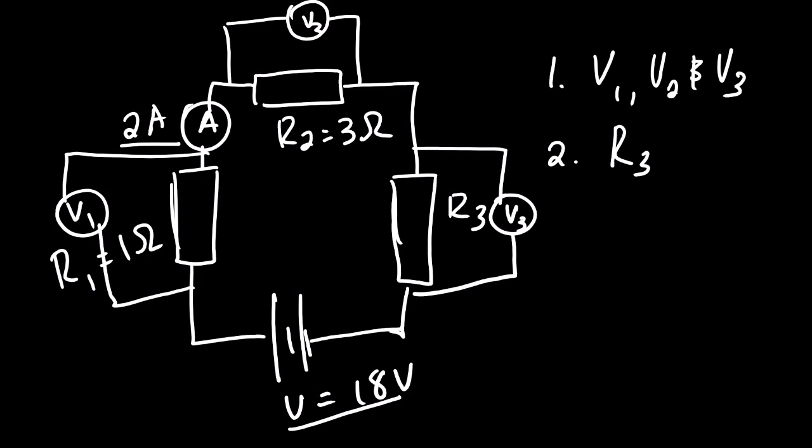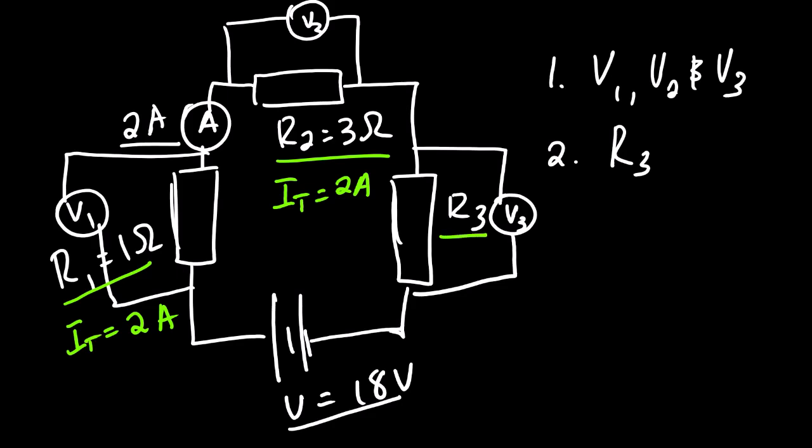Now how do we do that? Focusing on individual resistors. Looking at R1, what do we have? We have the resistance, we have the current, which is 2 amperes. Looking at R2, we have the resistance and also the current, which is 2 amps. And then looking at R3, we don't have the resistance, we have the current, which is 2 amperes. We don't have the voltage. Remember, for all of these resistors we are looking for the voltage. Since we have V1, V2 and V3, we need to calculate those.